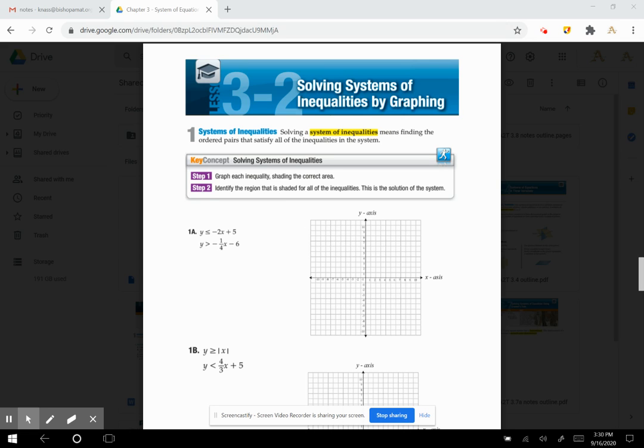3.2 Solving System of Inequalities by Graphing. Today's a fun lesson, so grab your colored pencils or crayons or something if you have them, because we get to color on a graph a little bit.